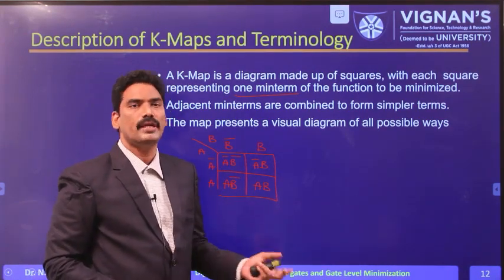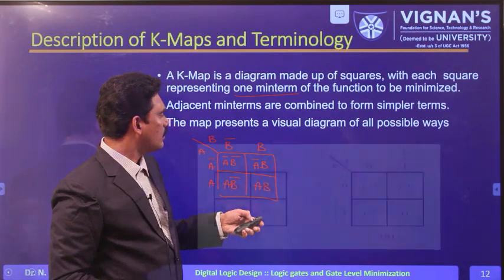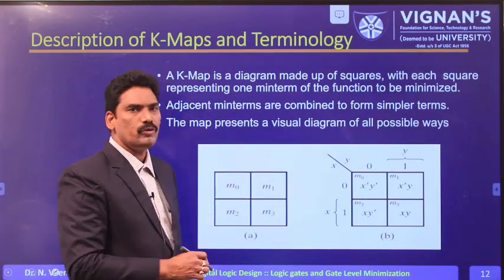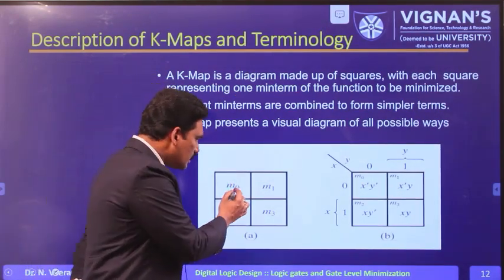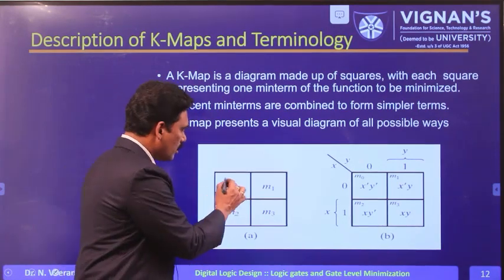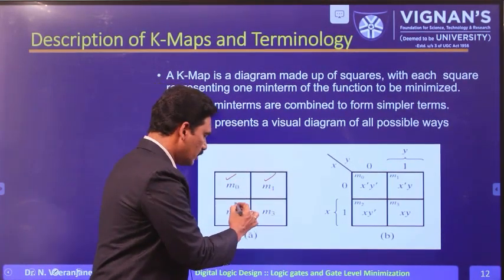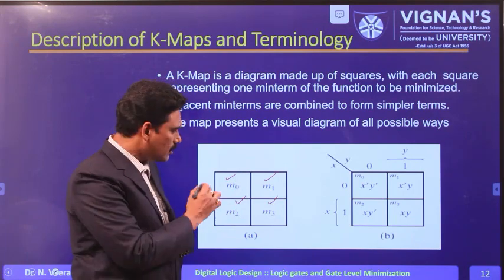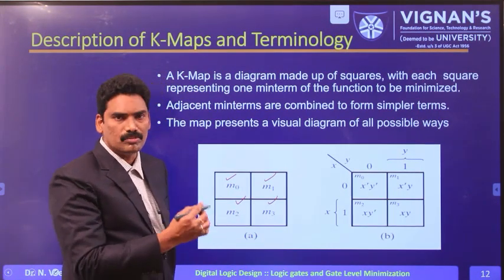This is a 2-variable K-map. Now see this one. Here this is first M0 minterm, M1, M2 and M3. These are the minterms M0, M1, M2, M3.